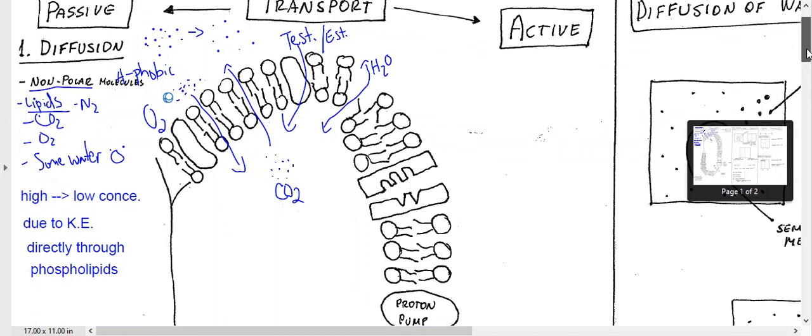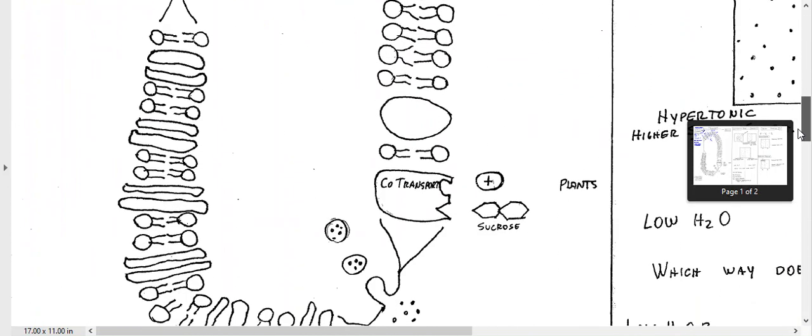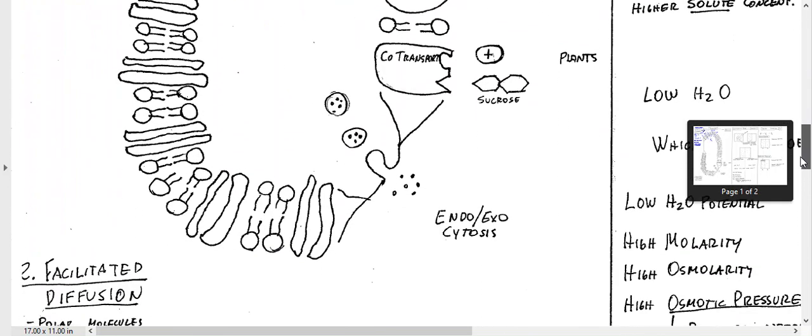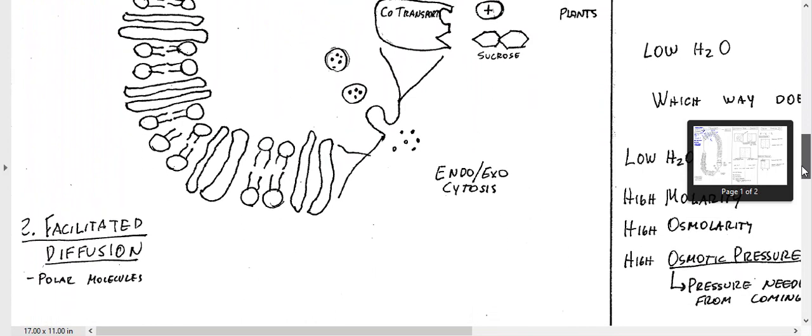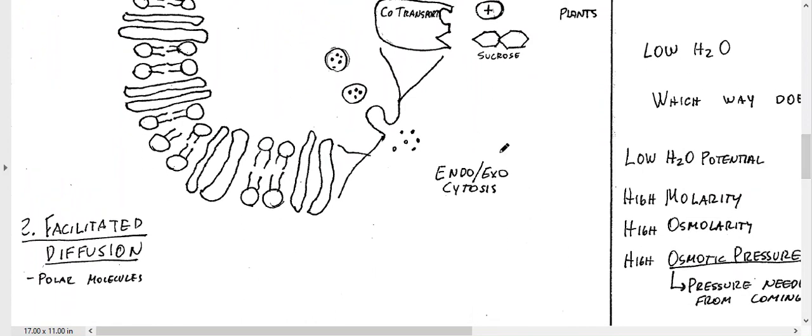All right, that's the simplest. It's obviously the least expensive. We're going to come down here and look at what happens when these molecules aren't hydrophobic, what happens when they're polar, what happens when they have a charge, and what happens when they're hydrophilic.